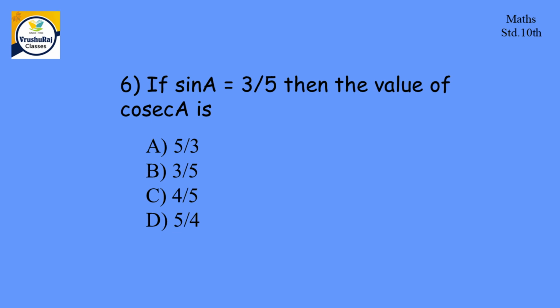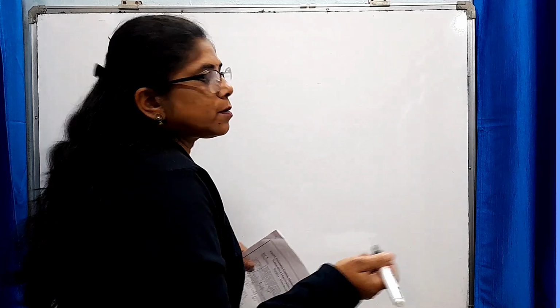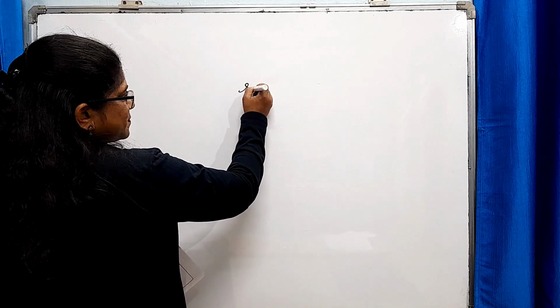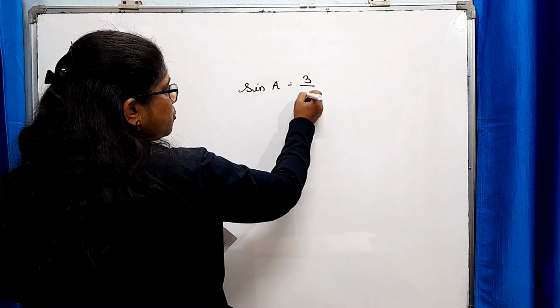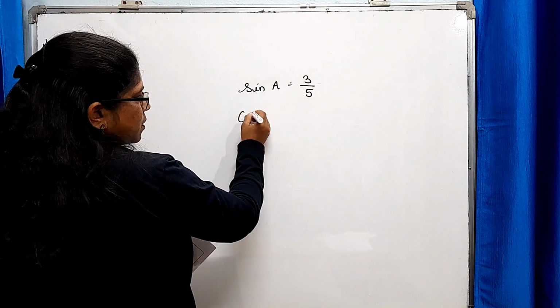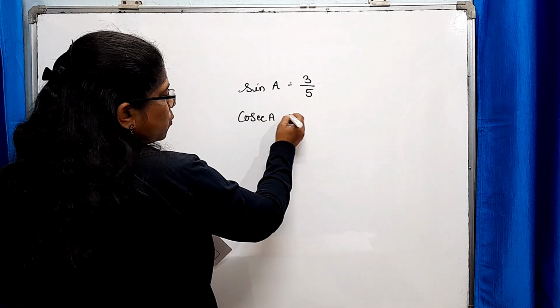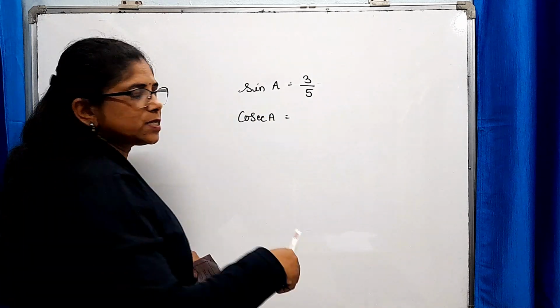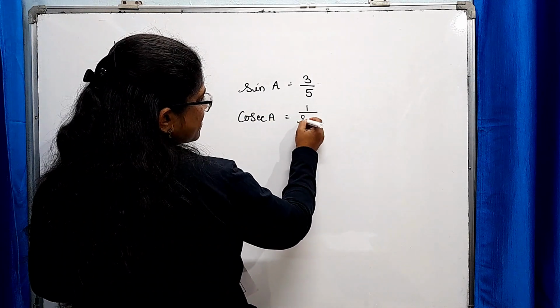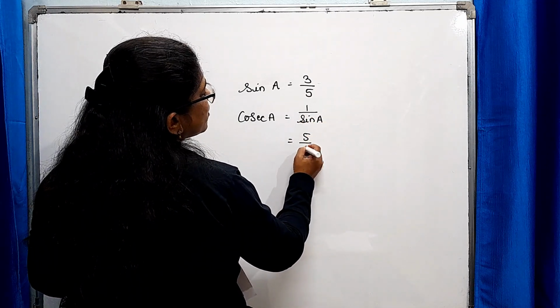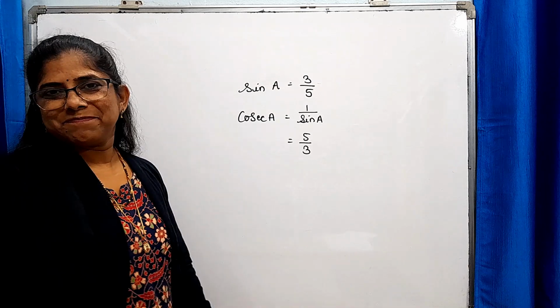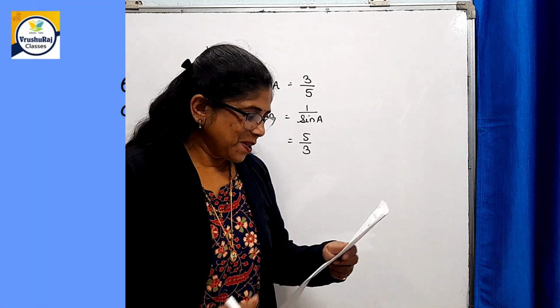Sin A is 3 upon 5. Then find the value of cosec A. It's so simple. Sin A is 3 upon 5. Cosec A is reciprocal of sine, and that is nothing but 5 upon 3. Sum is done.